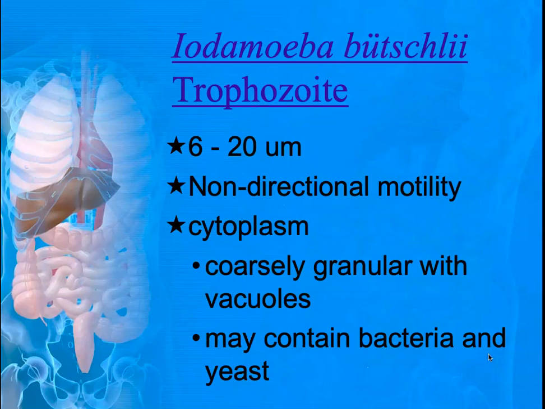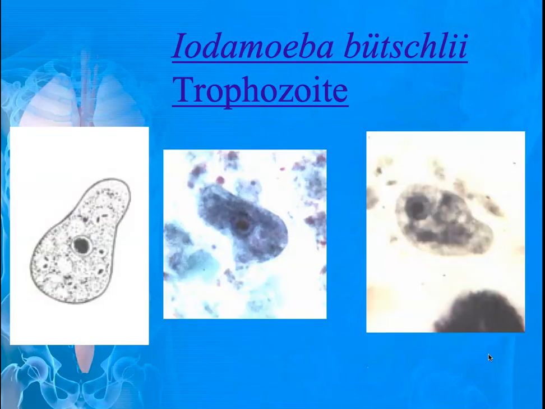So the troph has these same bullets we've seen for previous parasites. On the smaller side, non-directional motility. And remember, the troph is the feeding stage, so this is where you're going to see ingested bacteria or yeast or something, but no ingested RBCs. That's only for histolytica.